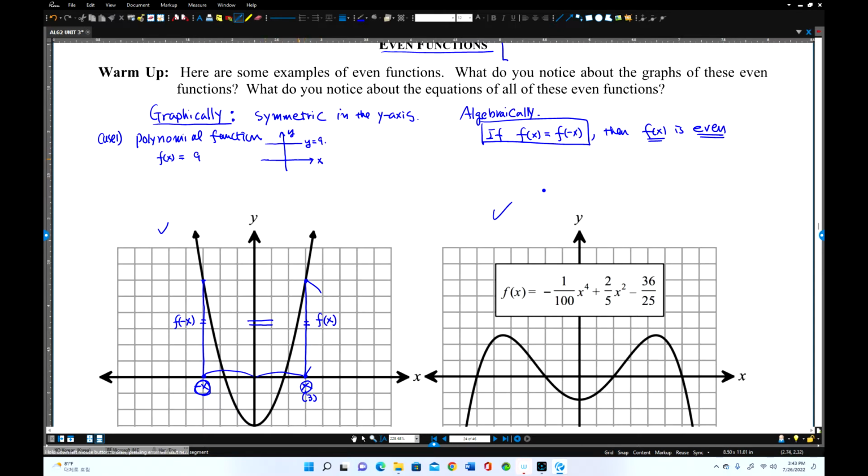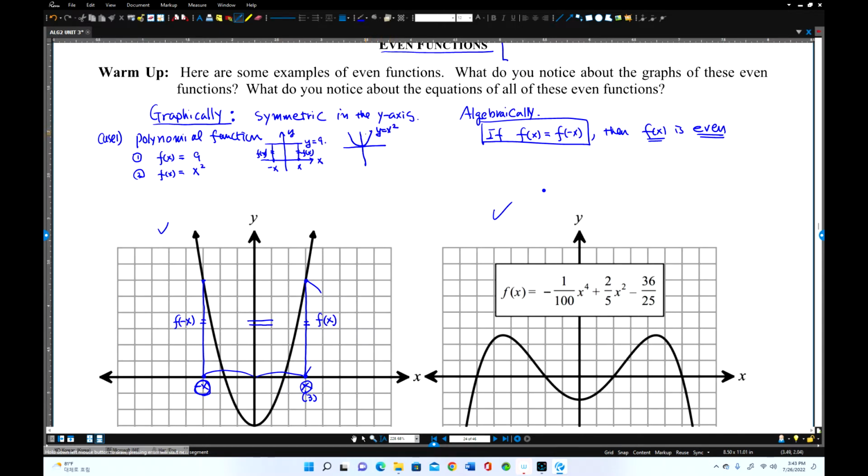Or algebraically, to the right is x, to the left is the same distance, negative x. When you put this number in, it's still the same height, so f of x must equal f of negative x. So this constant function is even. The next polynomial function is f of x equals x squared. x squared is always symmetric in the y-axis.